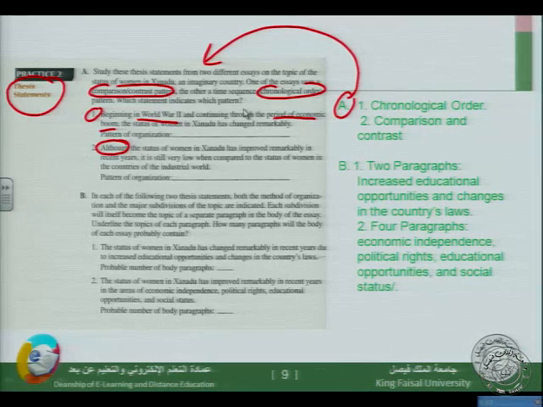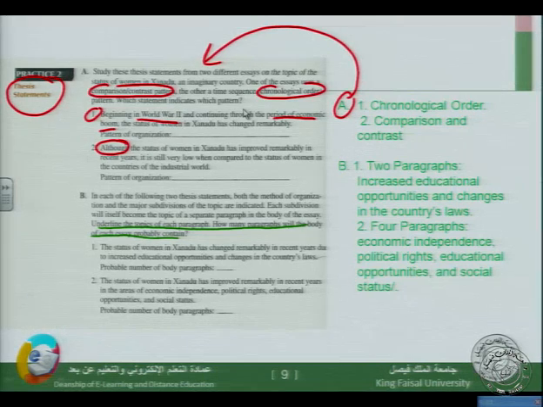Each subdivision will itself become a topic of a separate paragraph in the body of the essay. Underline the topics of each paragraph. How many paragraphs will the body of each essay probably contain? نفس الشيء. The status of women هي نفس المثال السابق.